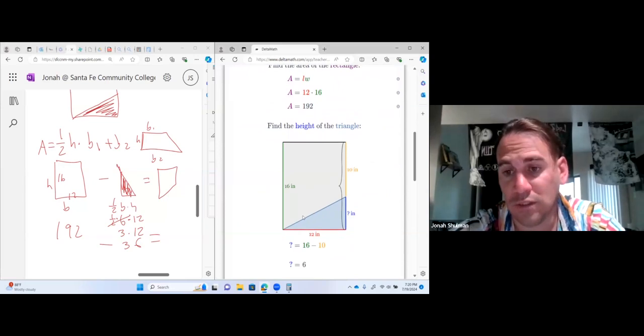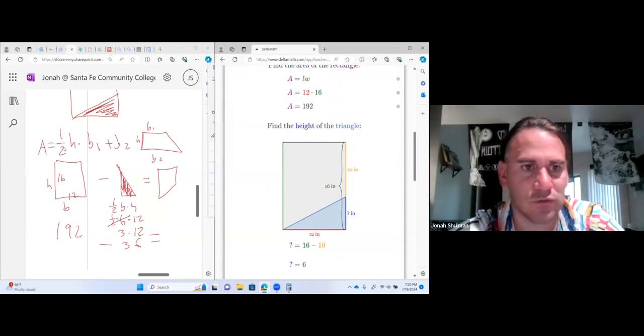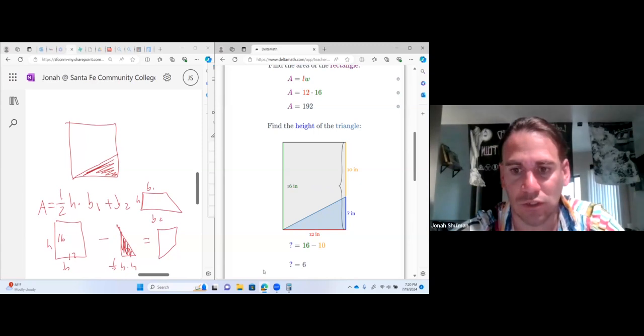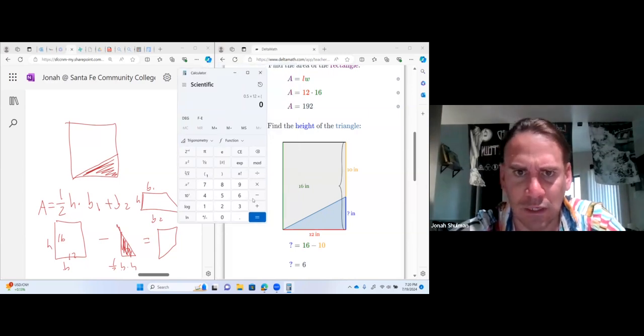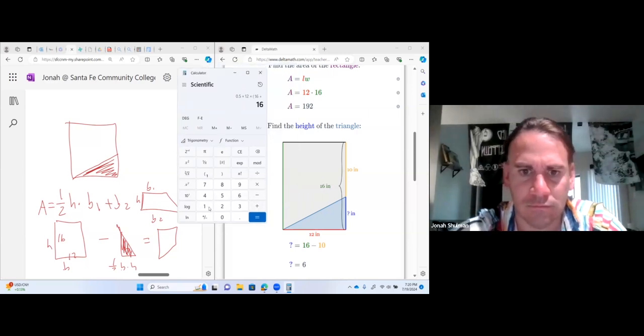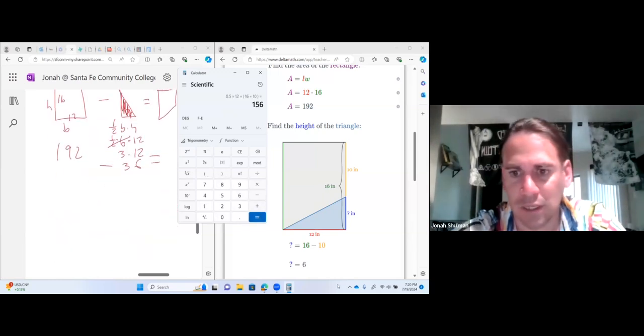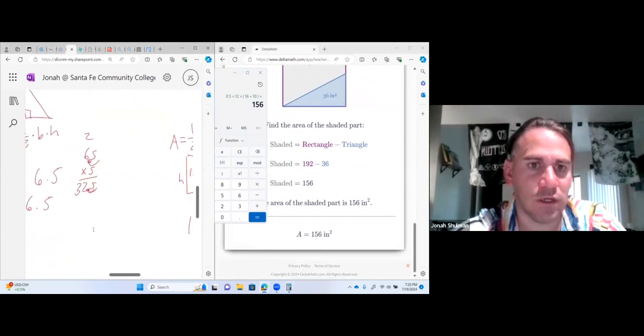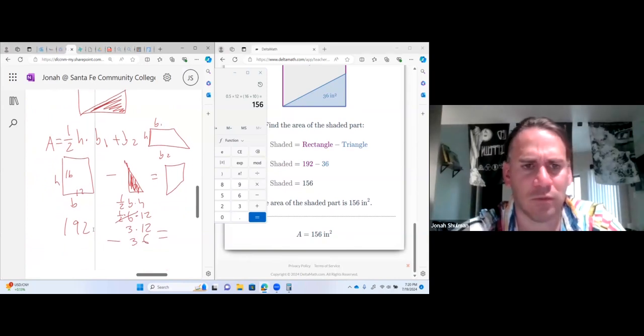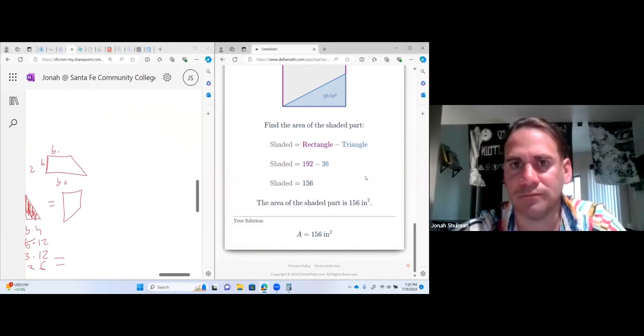Ta-da! Oh, they did the whole thing minus the triangle, which is cool. They didn't use this formula. If you use this formula, you'll get the same thing. I'll show you. So this is 0.5 times the height, which is 12, times, and we just need parentheses, base 1, which is 16, base 2 is 10. Ta-da! Same exact answer, 156. So whether you use the trapezoid formula, which most people don't remember, I would just recommend cutting the shape.